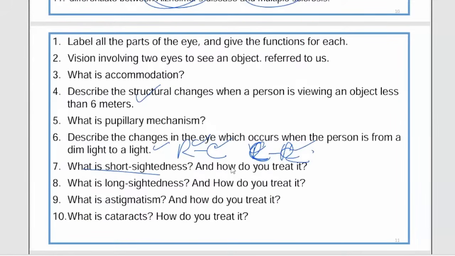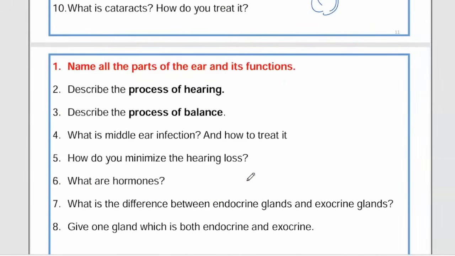Then we talked about short-sightedness. How do you treat it? We treat it by bringing about a concave lens. And then long-sightedness, it means that the eyeball is too short. So how do you treat that? We do it by convex lenses. And then astigmatism, multiple images. How do you treat that? You can do laser surgery, where we cut with the laser. Cataracts is the crystallization of the lens, and how do you treat that? We do surgery, or we replace it with a synthetic lens, which we call the man-made lens.